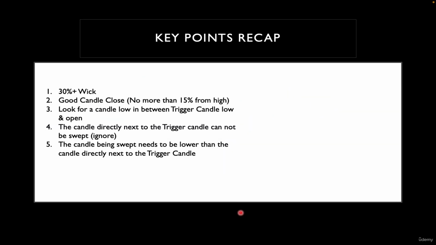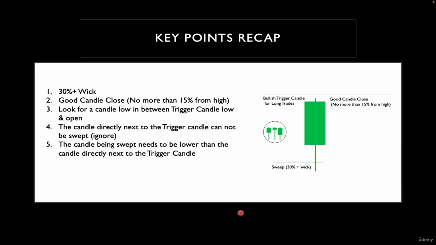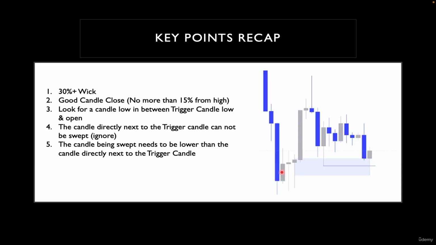Let's just recap a few of those points. So there's two characteristics of a trigger candle: a big wick and a good close. And then we're looking for that trigger candle to sweep liquidity. And it will look something like this. We'll draw a box from right to left, from the open to the low, up until the point price passes through, and then we're simply looking for a low within that box. We'll then draw a line from that low through the trigger candle.